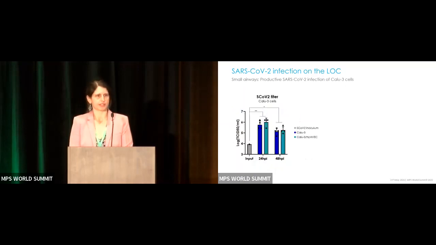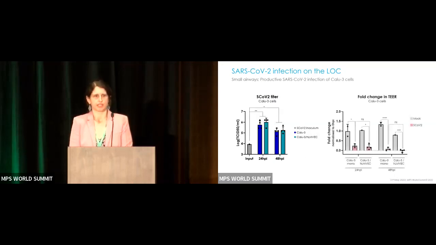We also found efficient production of the virus in both systems, in monoculture and in co-culture. And we also saw the breakdown of the barrier in both models. You can see the infected cultures, the red bars, have a breakdown of the TEER, whereas it is still intact when the cells were not infected.